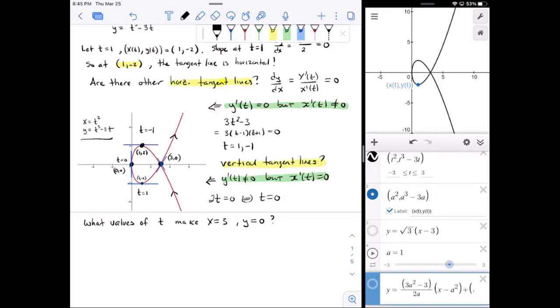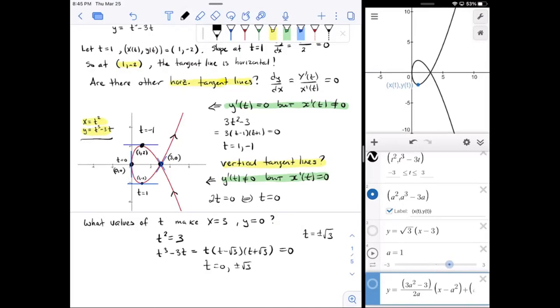Okay, well, our parametric equations, we just have to solve a couple of things for t. I want t squared to be 3, and I want t cubed minus 3t, which is certainly equal to t times the quantity t minus root 3 times t plus root 3, to equal 0. Well, the first equation has two solutions. t is equal to plus or minus the square root of 3. The second equation has three solutions. t is equal to 0 and plus or minus the square root of 3.